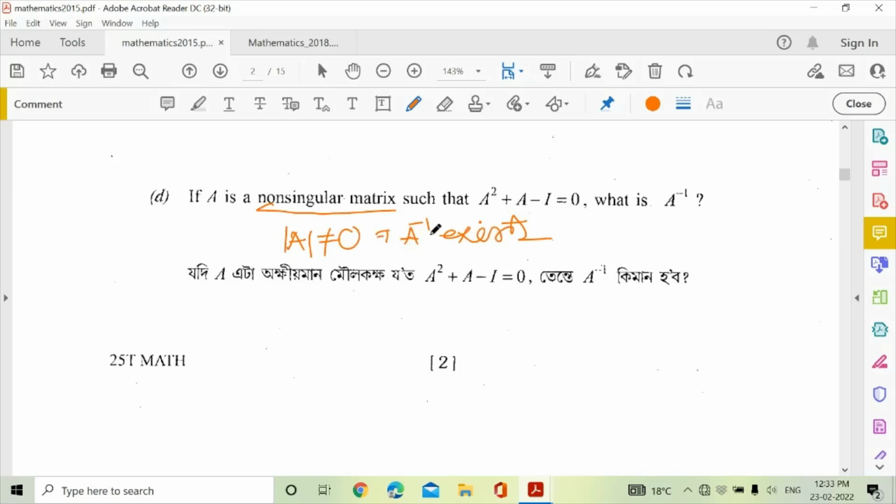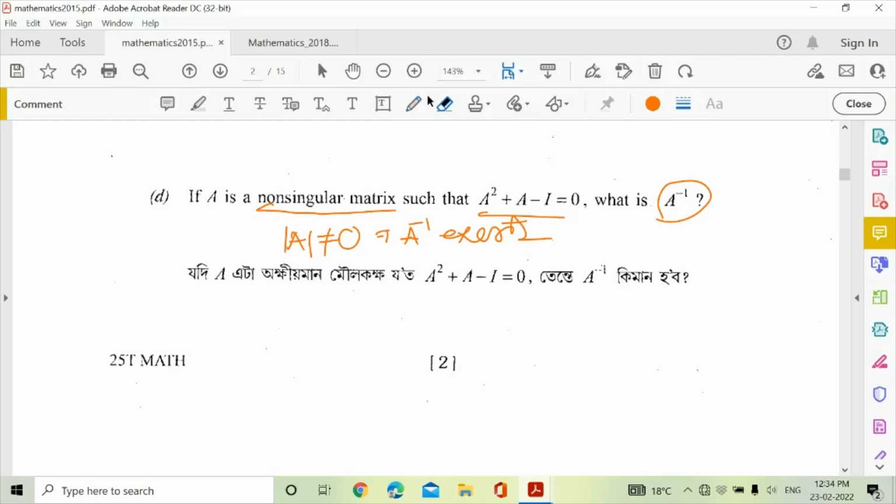We know that. Now what you have to do? You have to find out A inverse. This condition is given and you have to apply the condition. Applying this condition, you have to find out A inverse. It is given that A is non-singular, that means A inverse exists. Listen. Expression is A square. Okay, wait.